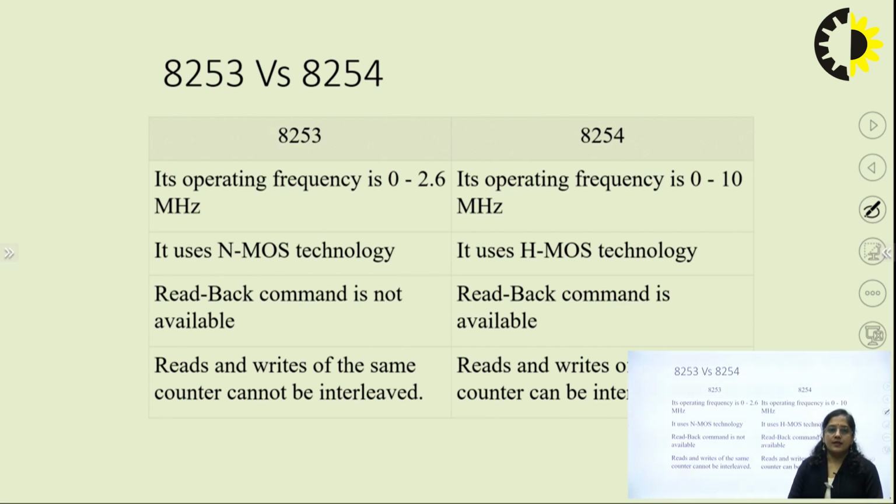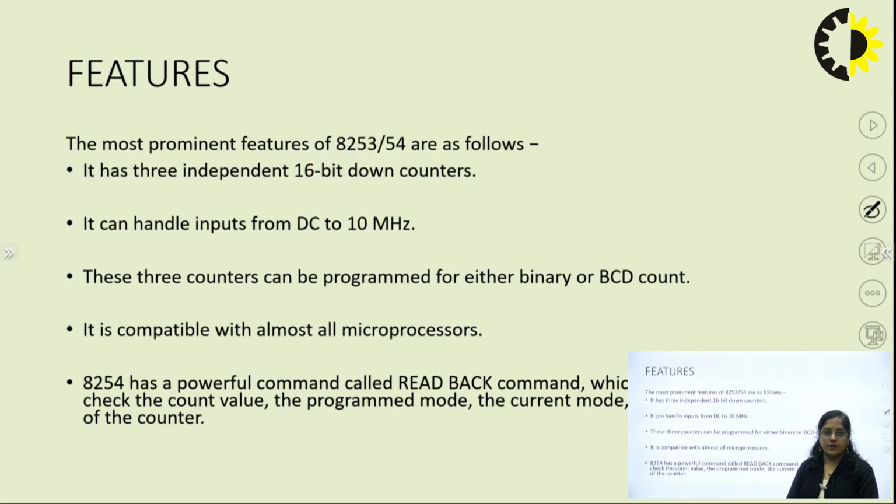So we will discuss 8253 in detail. The block diagram and pin diagram are all the same for 8253 and 8254; only the technology node is different. The features of 8253: it has three independent 16-bit down counters. Whether we say 8253 or 8254, both have 16-bit down counters, which means we can have a maximum count of 65,536 in each counter.